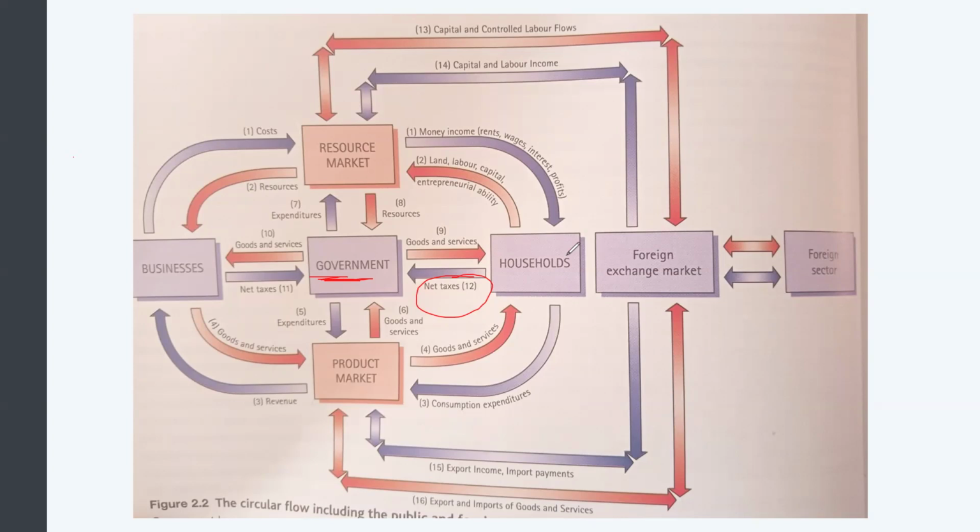So leakages can come in the form of taxation. Leakages can come in the form of savings. Leakages can come in the form of imports. So those are the three leakages. If you get a question asking which of the three are leakages, those three are leakages: taxation, savings, and imports.